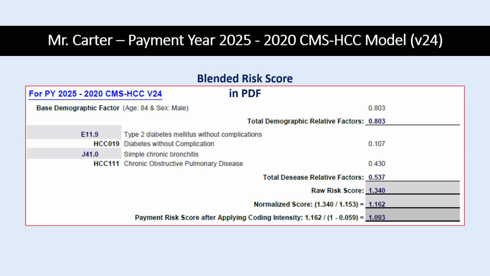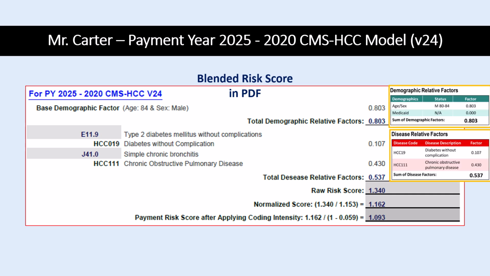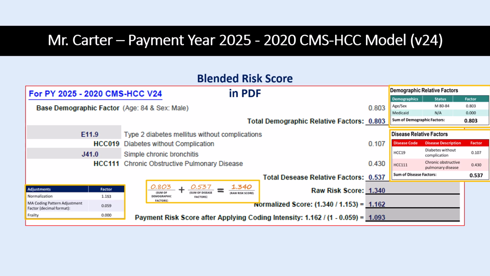Mr. Carter's raw risk score is calculated by adding the sum of his demographic factors, which is 0.803, to the sum of disease factors, which is 0.537. Mr. Carter's raw risk score is 1.340 using the 2020 CMS-HCC model.